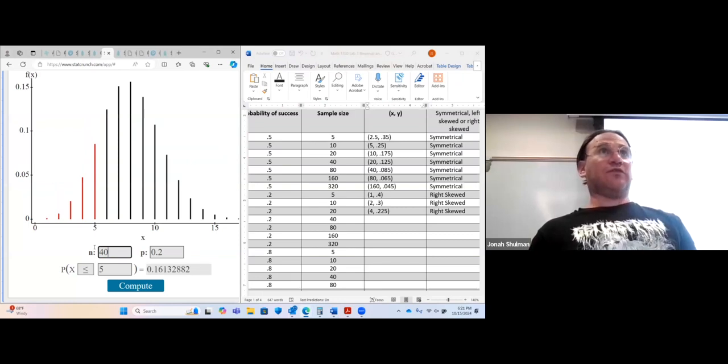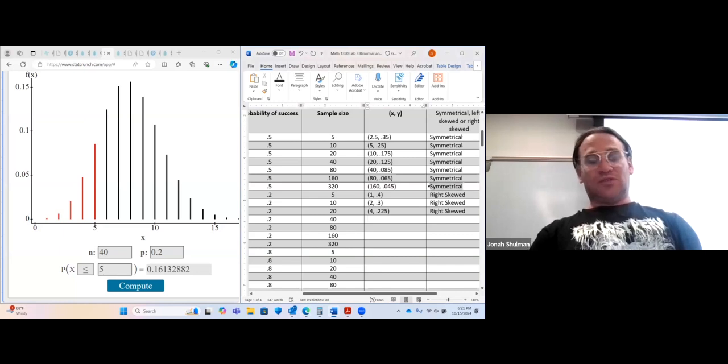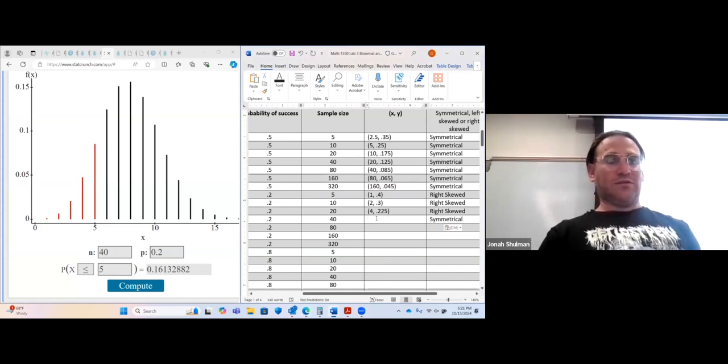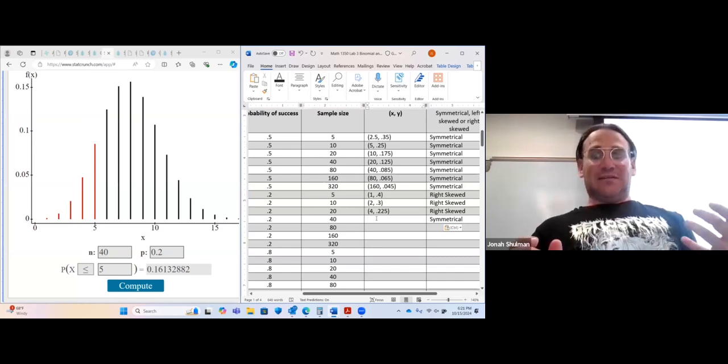Does it look like a bell curve? Did you watch it just change? So now instead of right skewed, guess what I get to put? Symmetrical. Our new middle is what? I'm trusting people to see it.